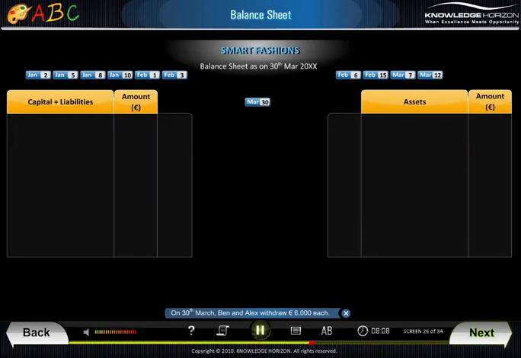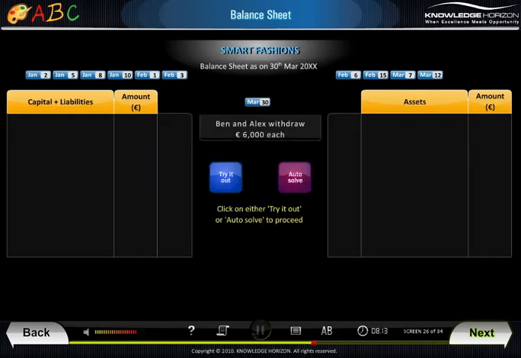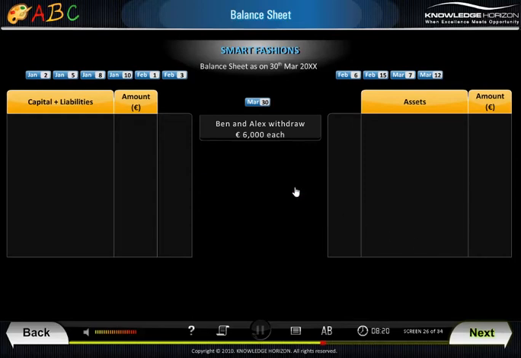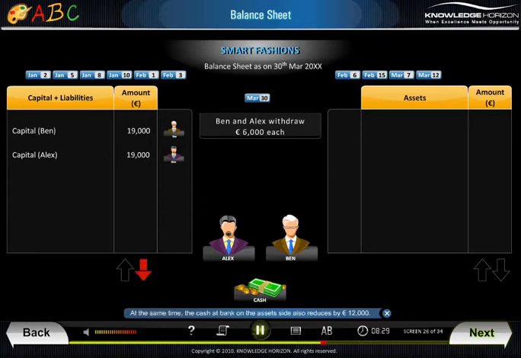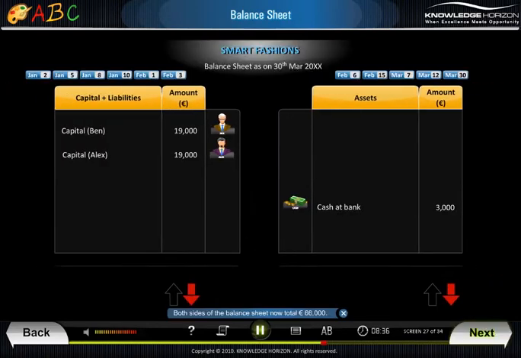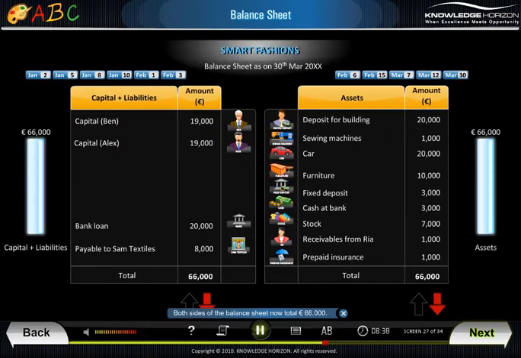On 30th March, Ben and Alex withdraw €6,000 each. Click on either Try It Out or AutoSolve to proceed. The withdrawals reduce their respective capital by €6,000, which decreases the total liabilities. At the same time, the cash at bank on the asset side also reduces by €12,000. Both sides of the balance sheet now total €66,000.